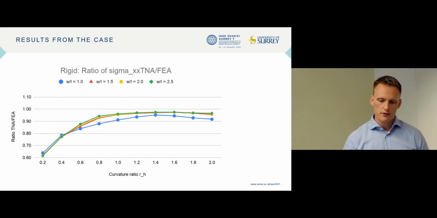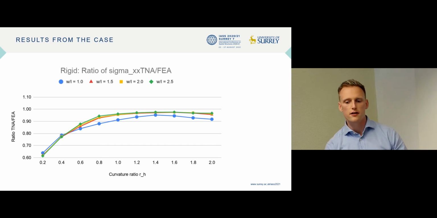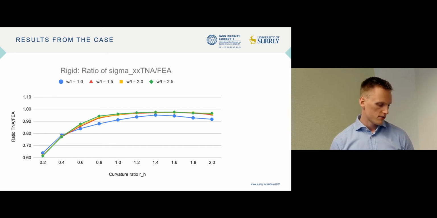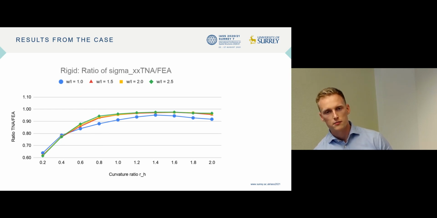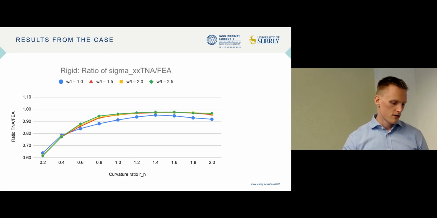And as you can see in this figure, we have compared the results of normal stresses between the TNA procedure and the finite element analysis. A ratio of 1.0 indicates that the normal stresses are identical. For curvature ratios above 0.6, you see that the TNA gives almost the same stresses as the finite element analysis. For ratios below this, the discrepancy is growing, and this is caused by the bending behavior of the lower shells, which the TNA does not account for.